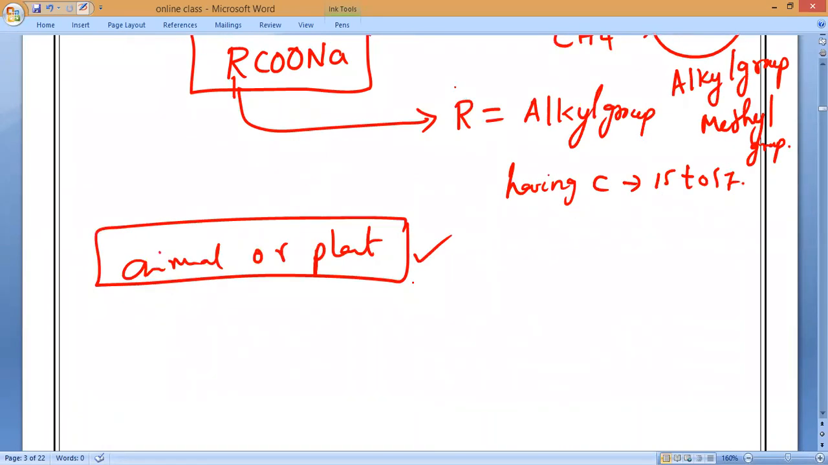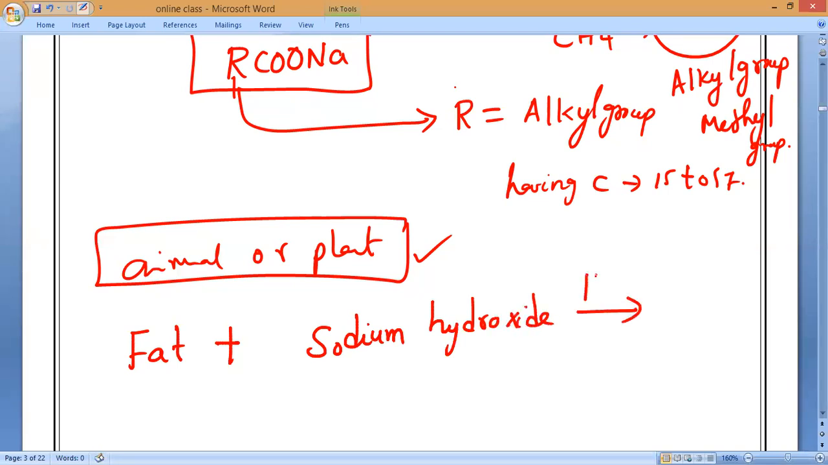Along with the soap, glycerol also will come. So that equation, fat plus sodium hydroxide or potassium hydroxide, what is that equation called? We already studied it in the last class, and even today at the start I said we will get soap plus glycerol. Anyone? Saponification. This is called saponification.